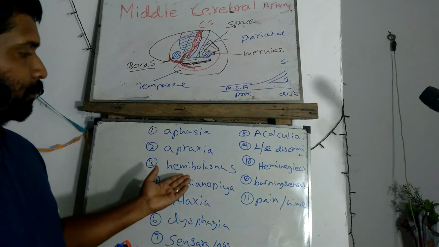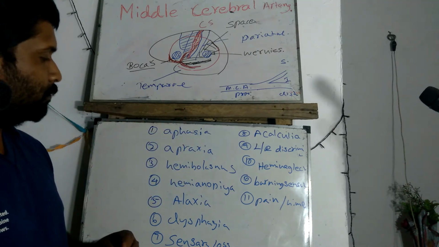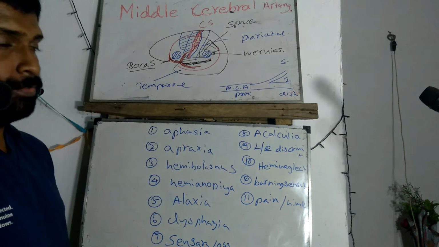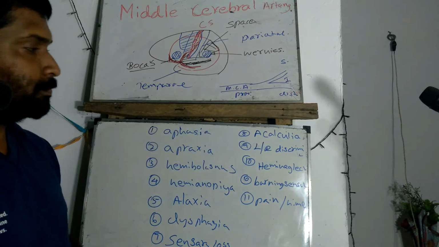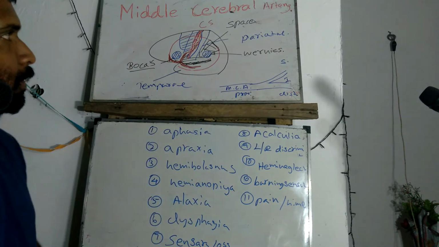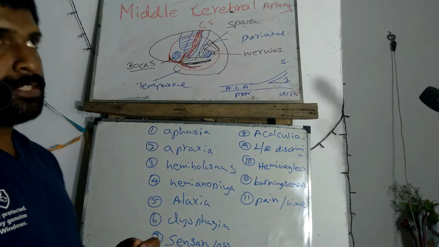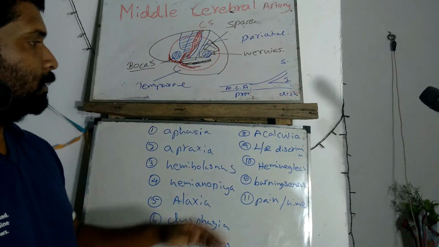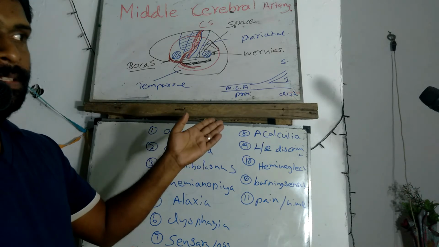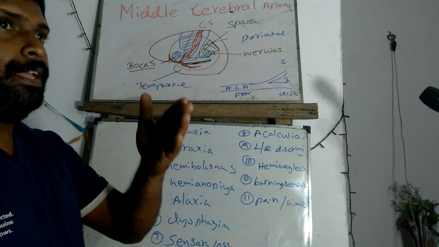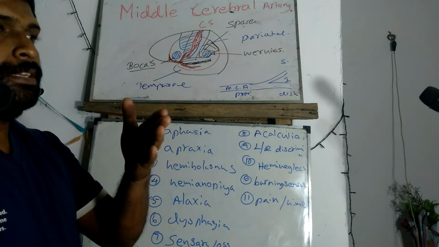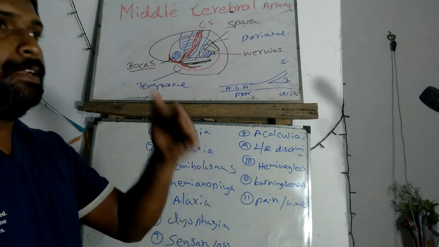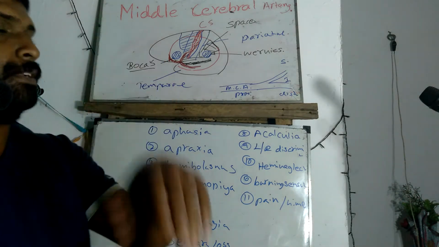Hemiballismus, and hemianopia of the visual field, damage of the optic nerve, chiasma, optic tract, the lateral side of the contralateral affected area, lateral side of the visual field damage.